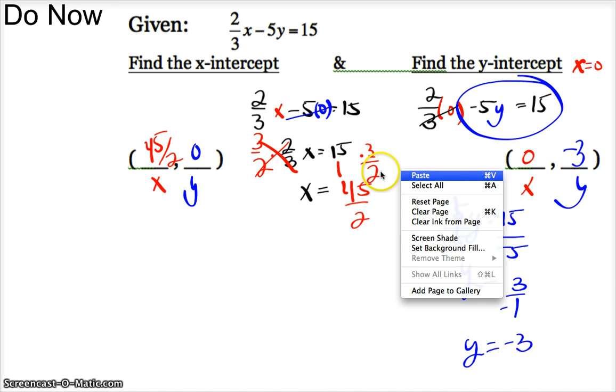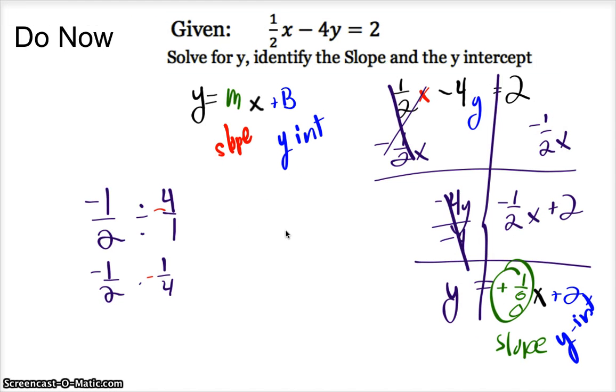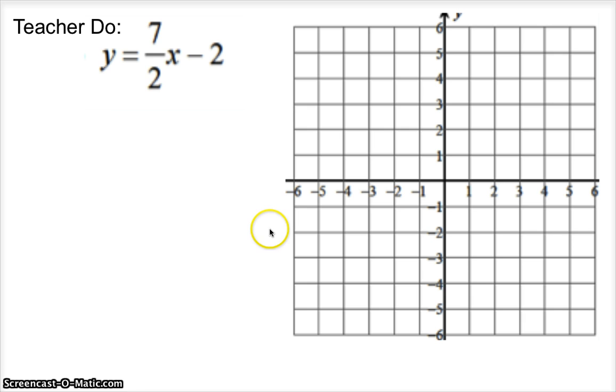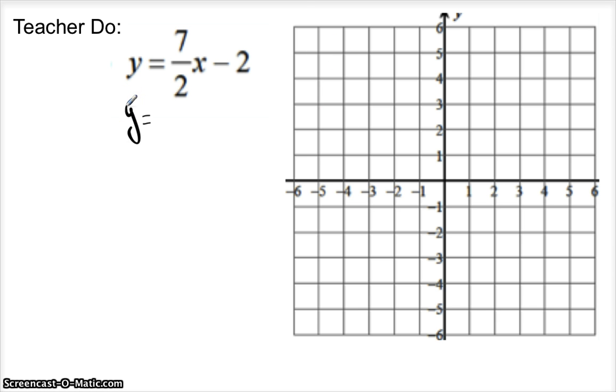So far, we've been able to identify our slope and y-intercept. We're going to be able to graph. Okay. Now here's an example of an equation. Let's rewrite the actual slope-intercept formula. So y equals 7 over 2. Let me erase that wrong color. Should be in green. Trying to stay consistent. 7 over 2 x minus 2. Now we know this is slope, and we know this is y-intercept.